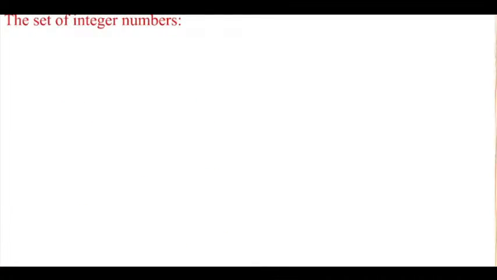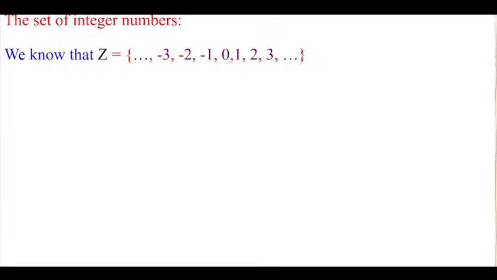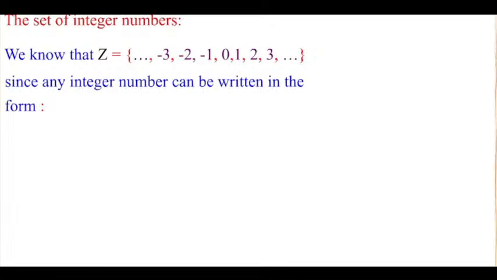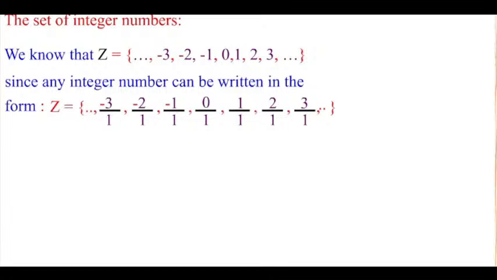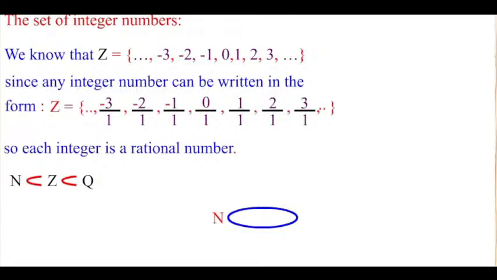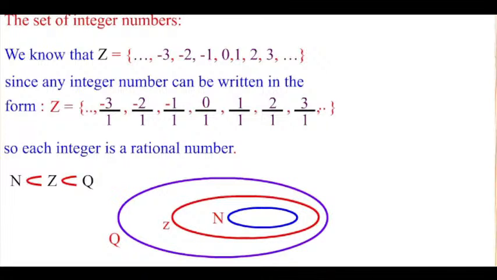The set of integer numbers. We know that Z equals the set of -3, -2, -1, 0, 1, 2, 3, and so on. Since any integer can be written in the form of the set of -3/1, -2/1, -1/1, 0/1, 1/1, 2/1, 3 over 1, and so on, each integer is a rational number. N is a subset of Z, which is a subset of Q.